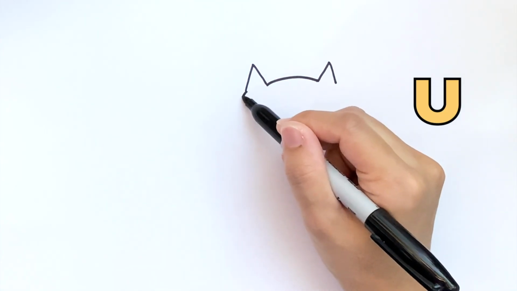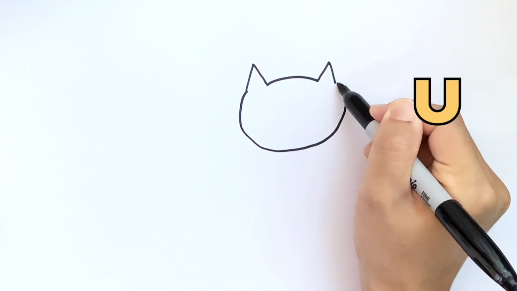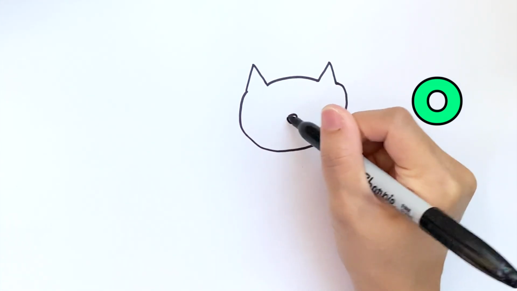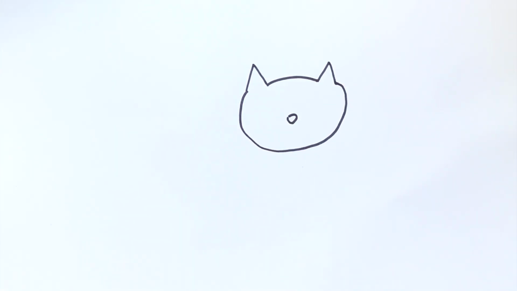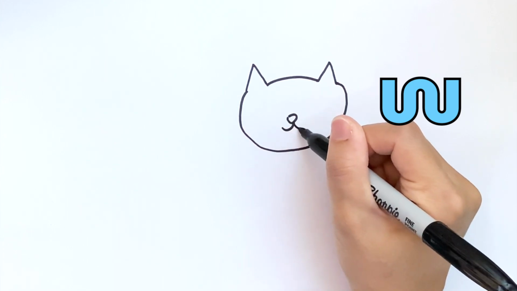Draw a U for the cat's face, and a tiny O for the nose. Let's draw a W for the cat's mouth.